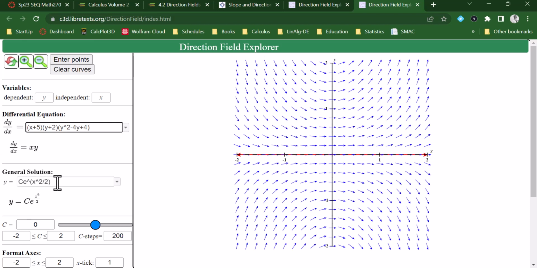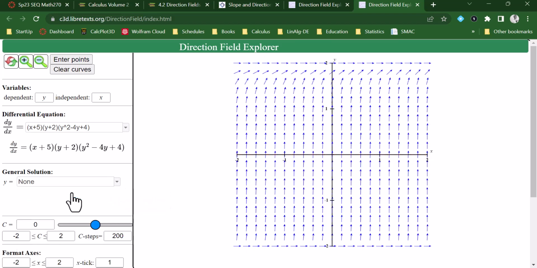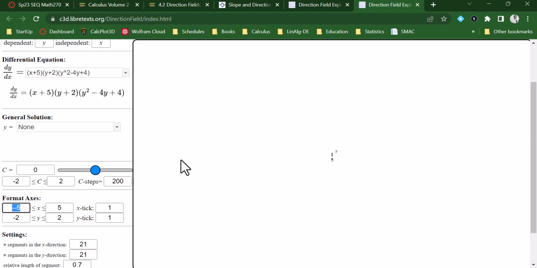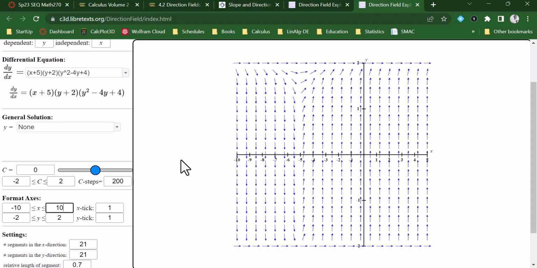Actually, there's a general solution that they're giving here, but let's not do a general solution because we don't need it. So it looks like my graph goes from -2 to 2 in the x, -2 to 2 in the y, so we clearly want to adjust that. It'd be nice if we could zoom in with just your mouse or something, but here they have a formatting axis. I also want to include the -5 just to see what's happening there. So maybe I'll go from -5 to 5 for the x. Actually, let's go larger. Let's go -10 to 10 for the x.